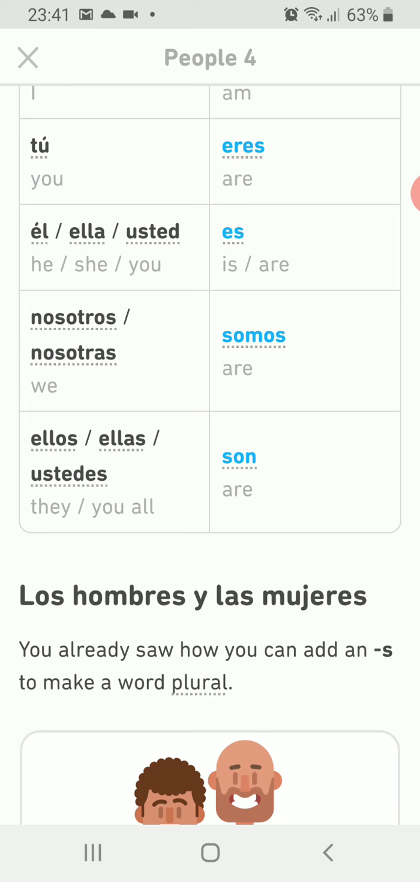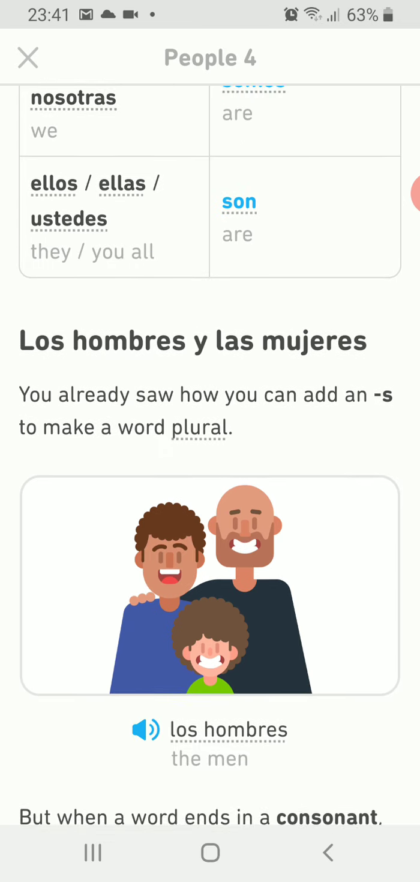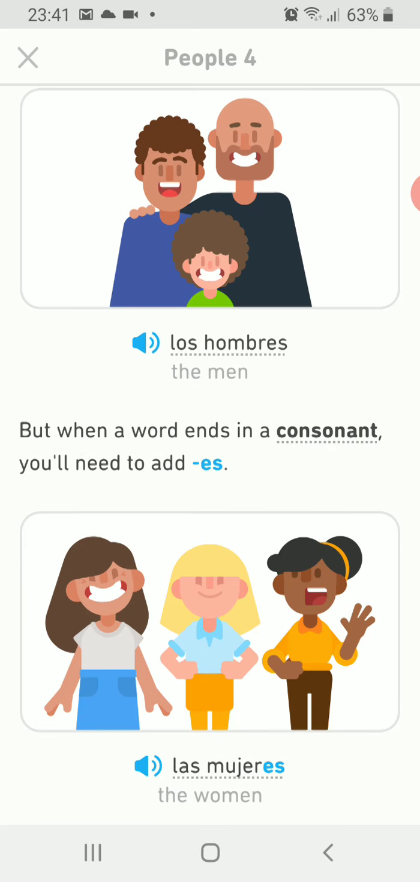Indicative, yes. So, los hombres y las mujeres. Mujeres. The men and the women. You already saw how you can add an S to make a word plural. So, los hombres. Los is the definite masculine plural article. So, hombres, men. But when a word ends in a consonant, you'll need to add es. This is how you change from singular to plural.